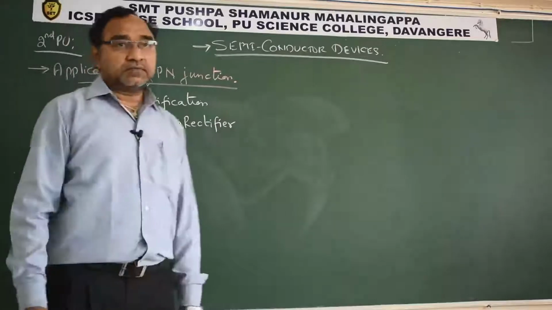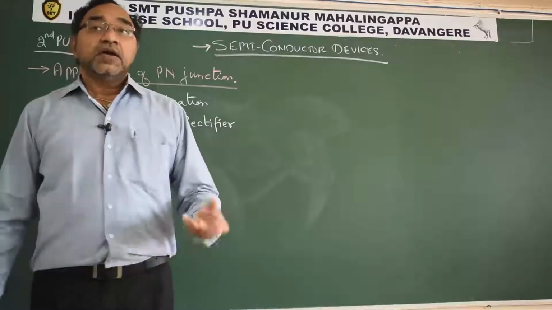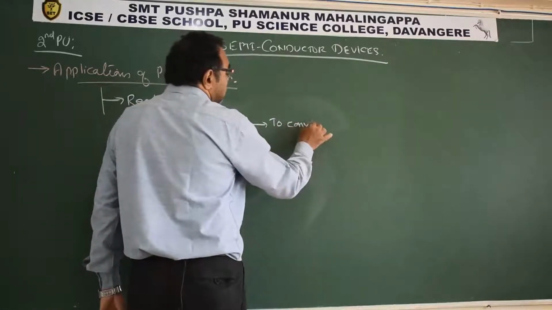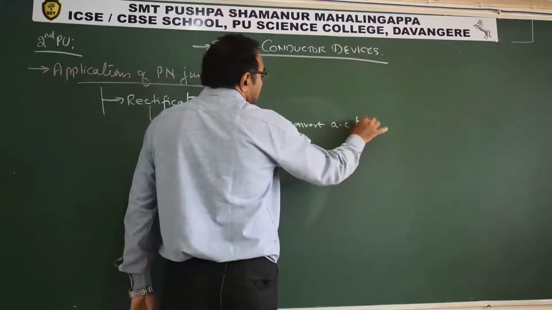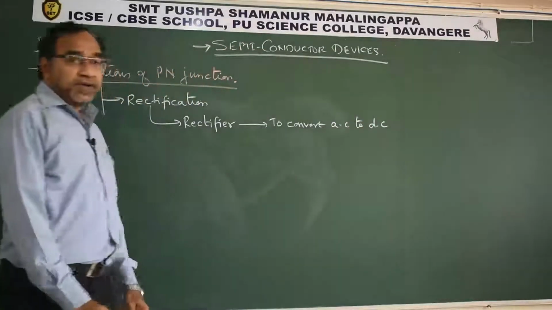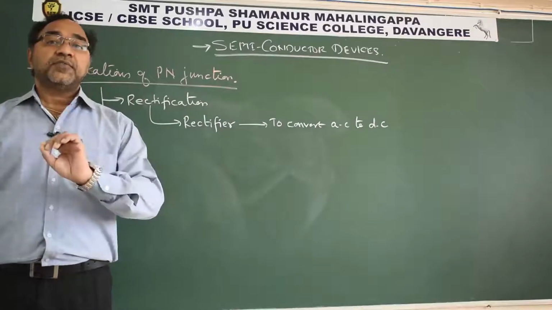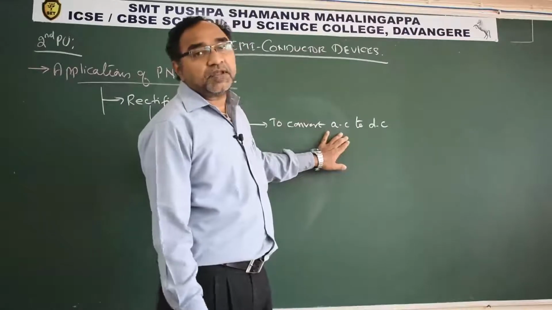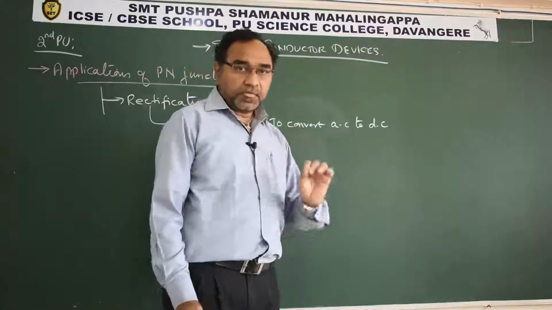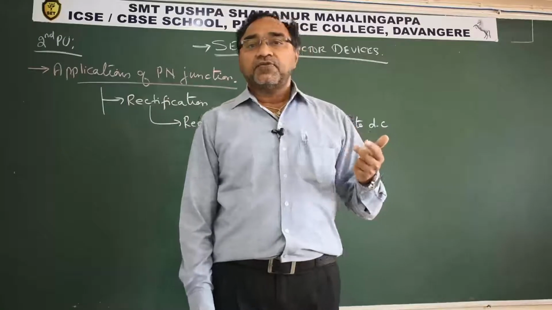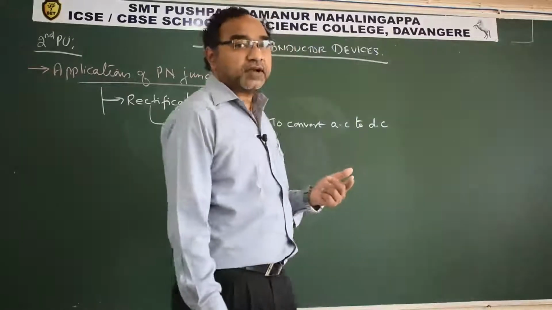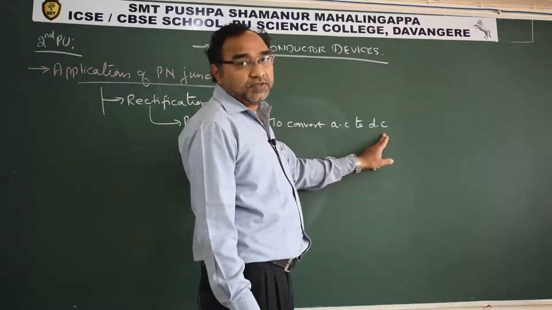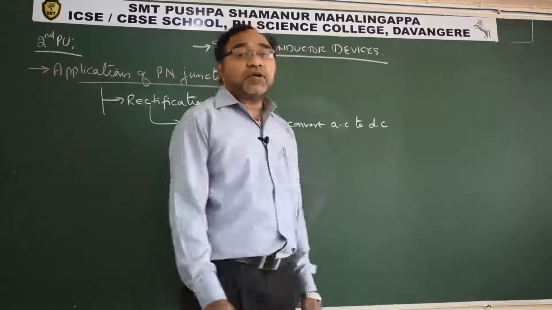What is a rectifier? The question arises, what is rectifier? Rectifier is an arrangement to convert AC to DC. This is called rectifier. What is AC? Now you are familiar with the kind of sources. Sources can be of two types: steady source and a fluctuating source, correct? So this is a fluctuating source, we say AC, steady source is a DC. Now to convert AC to DC we are using rectifiers.